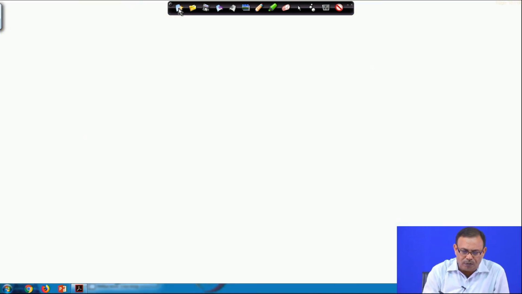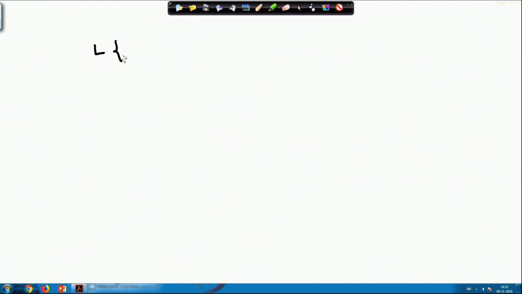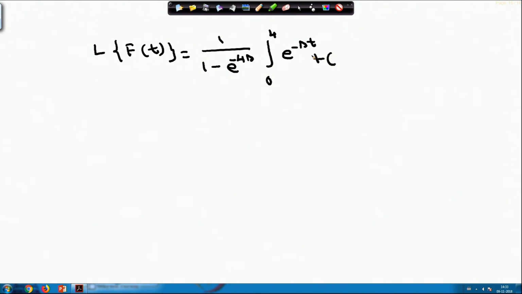So, your formula whenever you will write down the Laplace transform of f(t), this is equal to 1 by 1 minus e to the power minus 4s, into the integral from 0 to 4 of e power minus st into f(t) dt. This I can write down as 1 minus e power minus 4s.